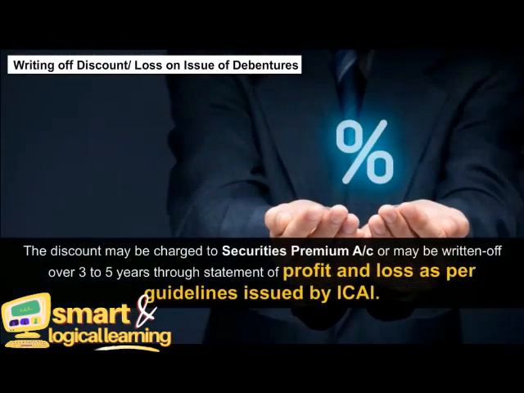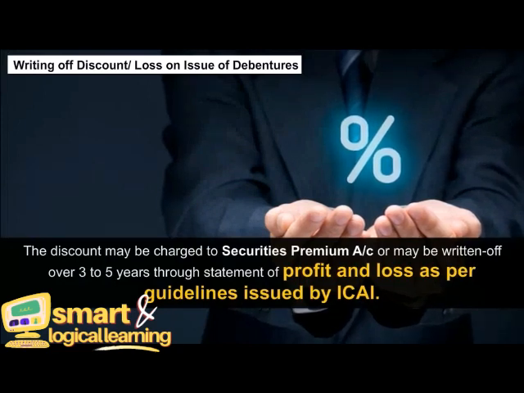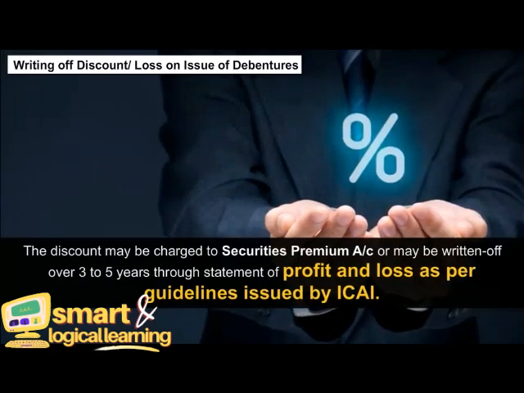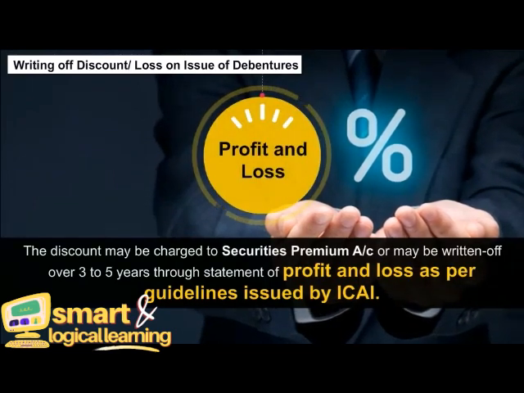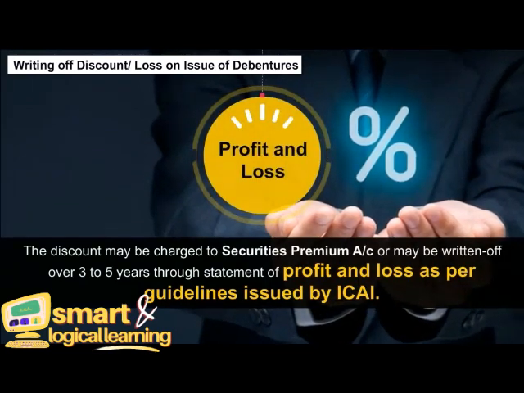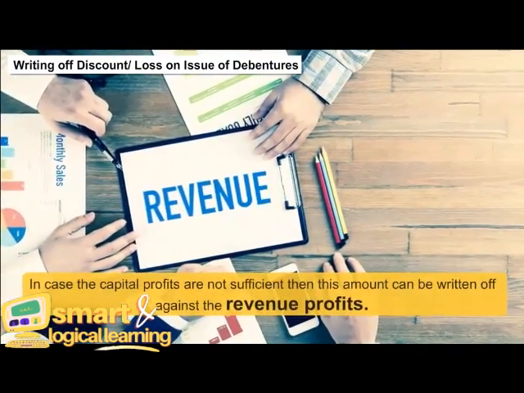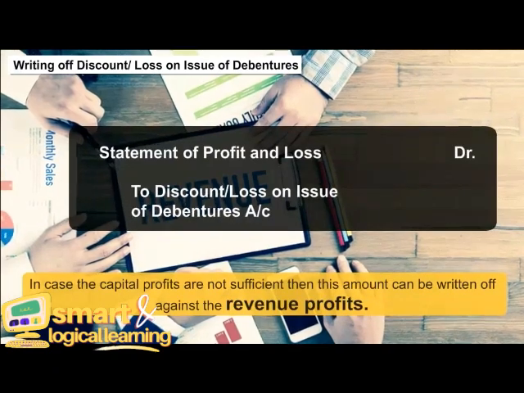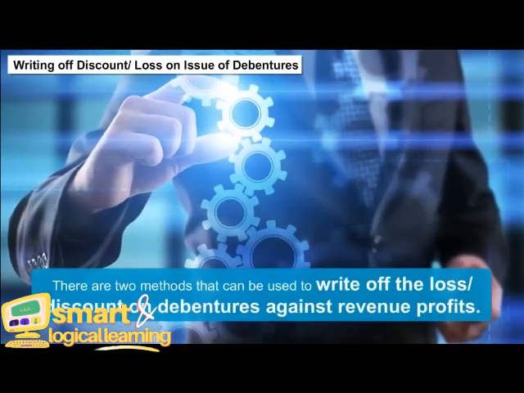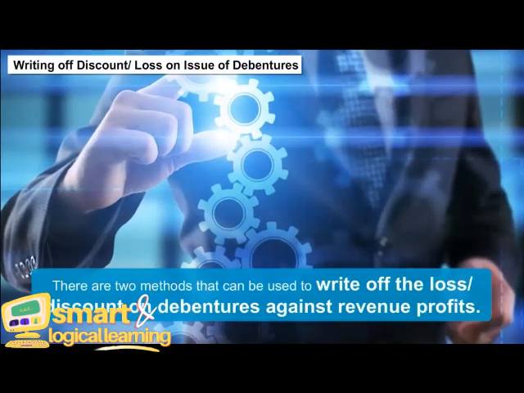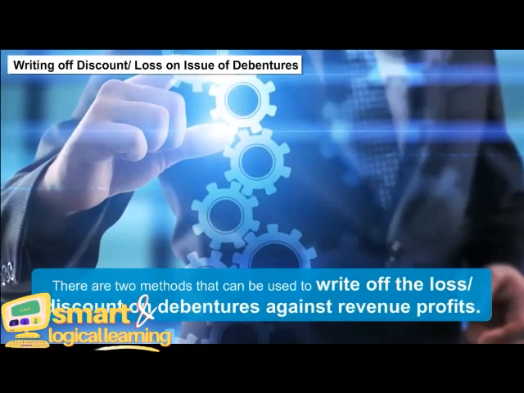The discount may be charged to securities premium account or may be written off over 3 to 5 years through statement of profit and loss as per guidelines issued by ICAI. In case the capital profits are not sufficient, then this amount can be written off against the revenue profits. There are 2 methods that can be used to write off the loss or discount on debentures against revenue profits.